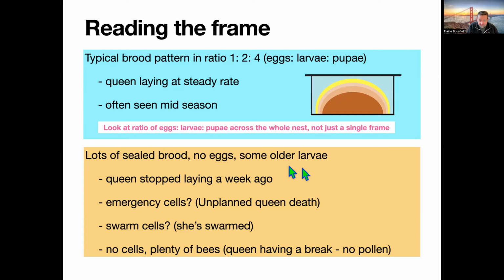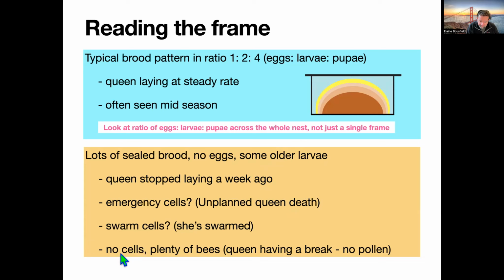In this case here, I'm saying that there's lots of sealed brood in the hive, but no eggs and very few larvae, maybe a few older ones. So what that means is, for whatever reason, the queen has stopped laying. If she had been laying, you'd see eggs and young larvae, and so she's obviously stopped. So this sets off a few alarm bells. Has she died? If she died, you'd expect to see emergency queen cells. Or has she swarmed, in which case you'd see swarm cells.